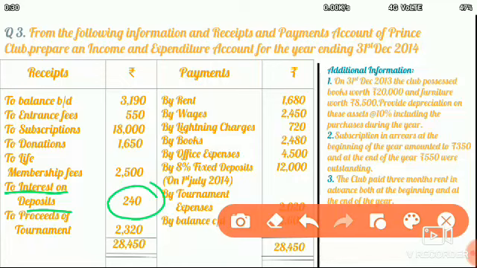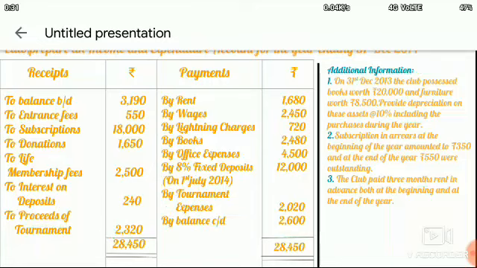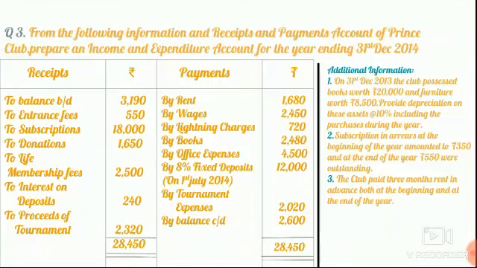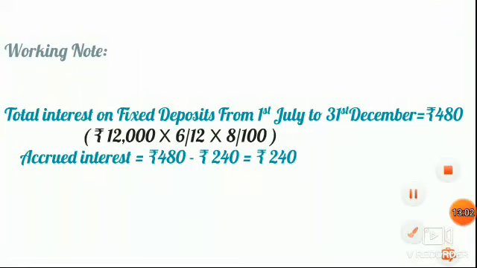So in order to know the actual interest on the deposits, we have to see how much deposit was made, which is 12,000 rupees during the year. This deposit was made on 1st July 2014 and the rate of interest is 8%. So we have to check the interest from 1st of July 2014 to 31st of December 2014. That means it is for 6 months. So we will calculate the interest first. When we calculate, this is what we will get.